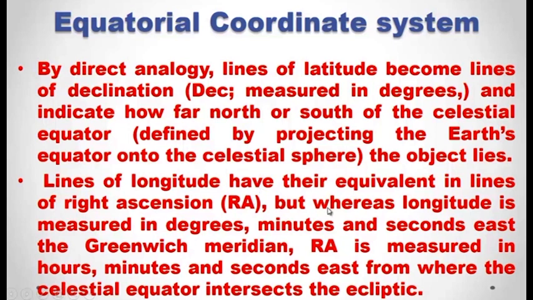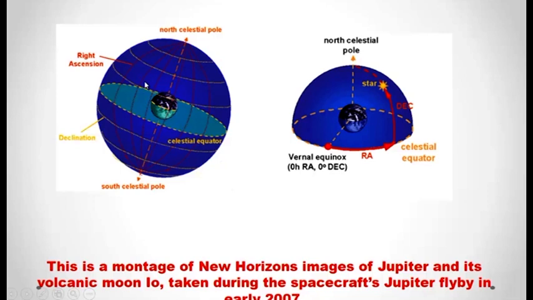Then lines of longitude have their equivalent in lines of right ascension. But whereas longitude is measured in degrees, minutes and seconds east of the Greenwich meridian, right ascension is measured in hours, minutes and seconds east from where the celestial equator intersects the ecliptic. So, in this figure you can see the meridians.